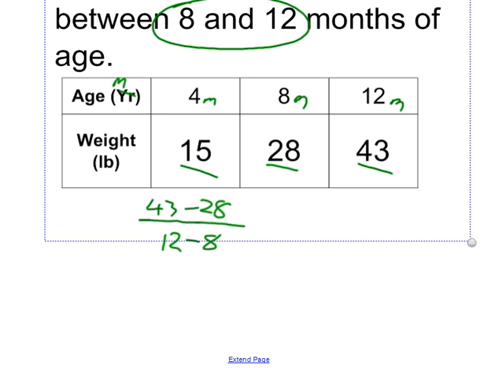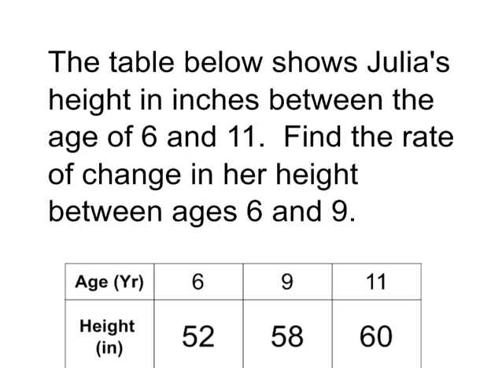So 43 minus 28 is 15 pounds. And 12 minus 8 would be 4 months. 15 pounds in 4 months. To write that as a decimal, that's 3.75 pounds per month. All right, so that's its rate of change, its average rate of growth.